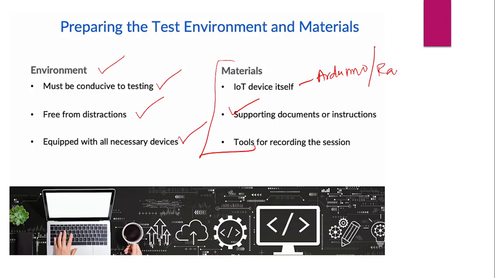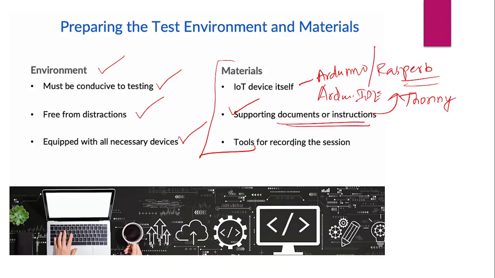If I am going to use a Raspberry Pi, their information is going to be different, because in Arduino you can use the Arduino IDE to program this. In Raspberry Pi, you have to use a Python editor. So I may use the Thonny editor to do the uploading of code. So I need to use the supporting document and instruction based upon the model I am going to use.